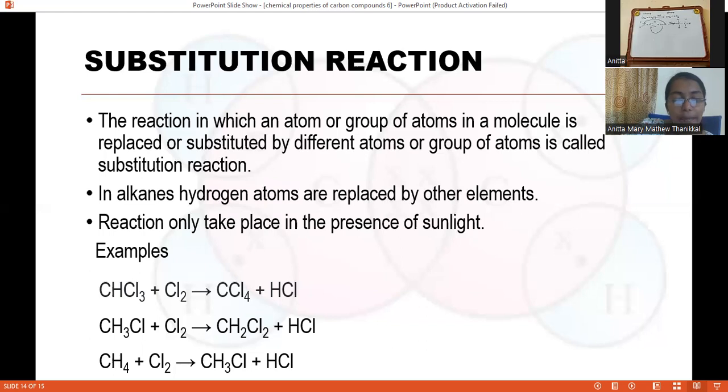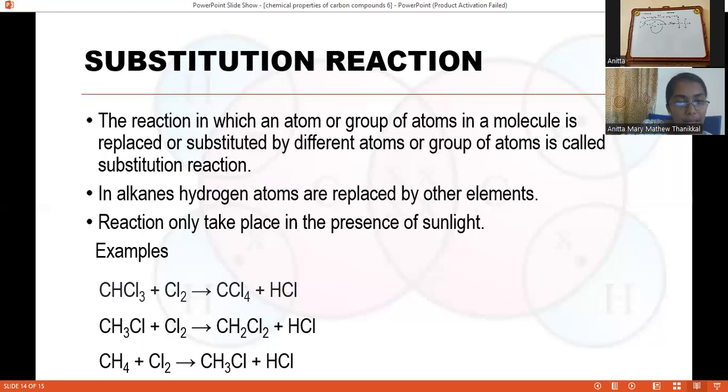And this reaction takes place only in the presence of sunlight. So here we can say mainly one point in this section. This reaction takes place only in the presence of sunlight. In addition reaction, the reaction takes place only in the presence of a catalyst nickel, and in oxidation reaction the reaction takes place only in the presence of an oxidizing agent, alkaline potassium permanganate or acidified potassium dichromate. However, this reaction takes place only in the presence of sunlight.